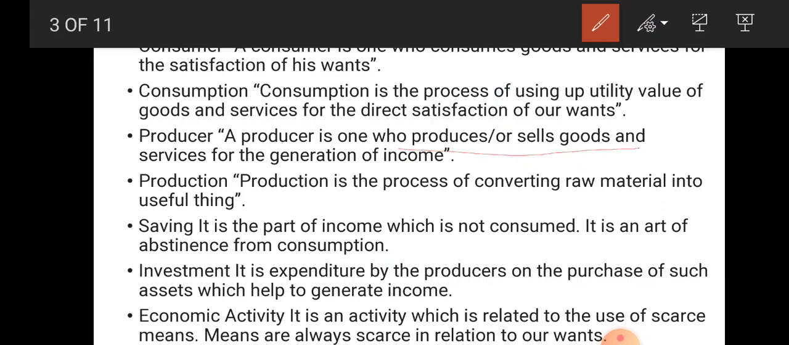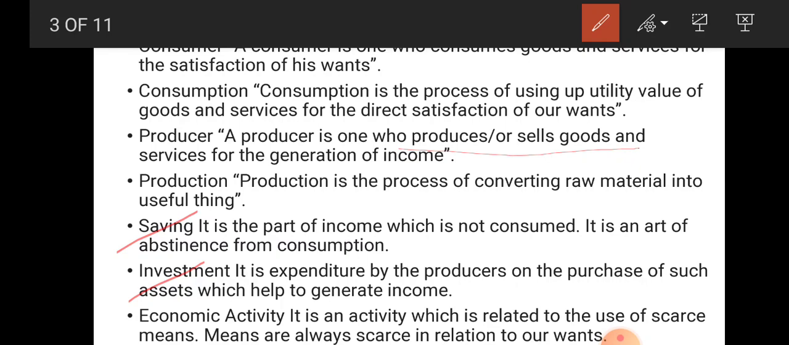Then apart from that, in economic activity, we have two other concepts. They are saving and investment. So what is saving? It is the part of income which is not consumed. It is an art of abstention from consumption. So saving is called an art because we do saving because we are careful about our future, right? That's why we consciously abstain from consumption so that we can deal with the time of need. And investment. Investment is the expenditure by the producers or the purchase of such assets which help to generate income.